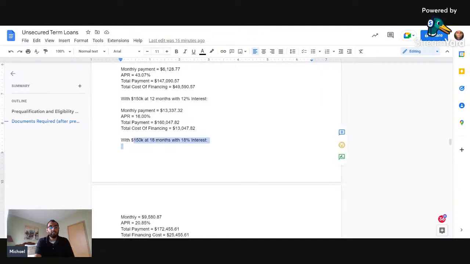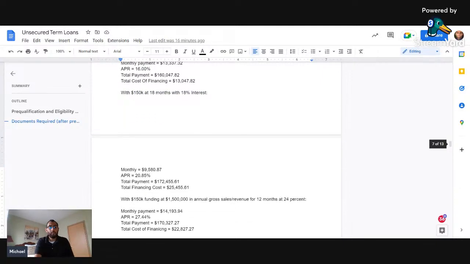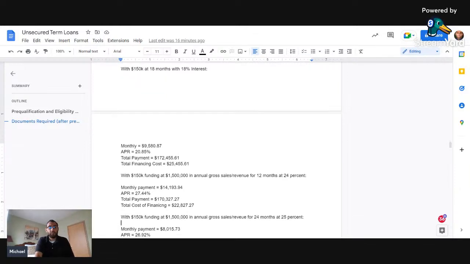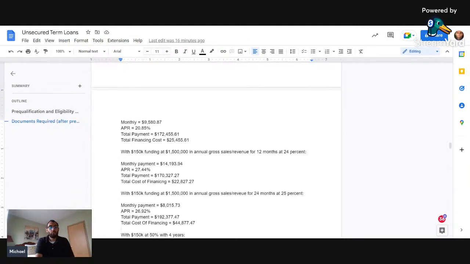So 150K at 18 months with 18% interest. Monthly at $9,580. APR, 20.85%. Total payment, 172 plus. Total cost of financing, 25,000. So just a little bit higher than what we saw here at 13,000. With 150K funding at $1,500,000 in annual gross sales, which perhaps are doing to get that amount approved for. For 12 months at 24%, the monthly repayment here is 14,000 and above. APR 27.44%. Total payment 170K plus. Total cost of financing 22,000 plus.